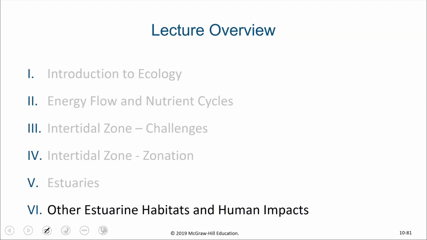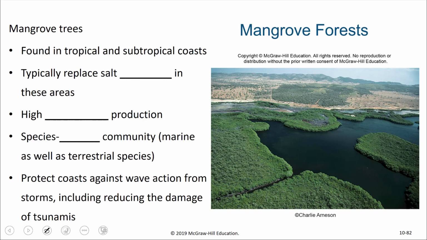So there are more estuaries than just salt marshes. Mangroves are a type of estuary as well. They are typically found in tropical and subtropical coasts, and they replace salt marshes in these areas. They are also regions of high primary productivity, mainly because these tall trees are able to photosynthesize from the sun.